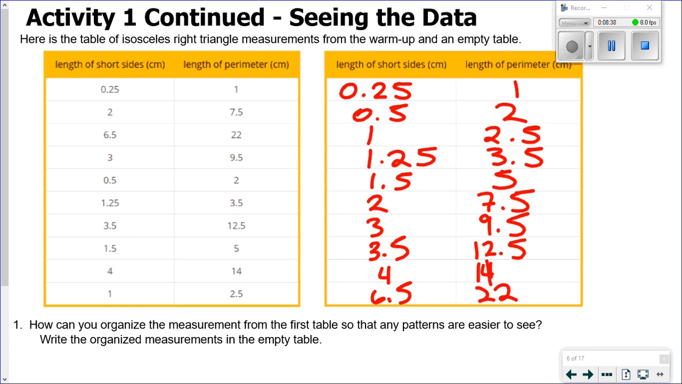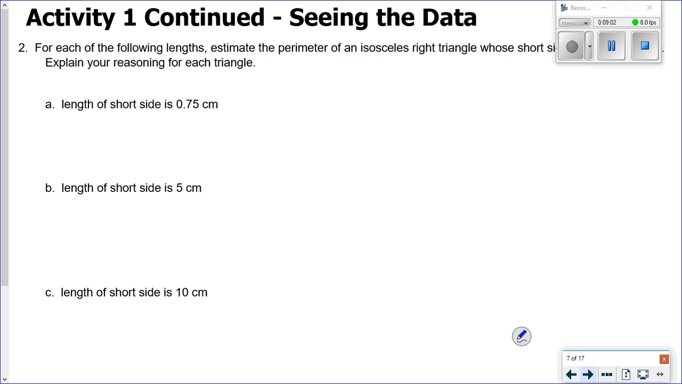Okay, so 2A asks about a length of a short side that is 0.75 centimeters long. Well, I know that 0.75 is going to fall in between 0.5 and 1. So therefore, its perimeter should fall in between 2 and 2.5, right? So what is a number between 2 and 2.5? How about 2.25? So for A, I can estimate the perimeter to be about 2.25 centimeters. And again, that's just picking two numbers that it falls in between for my mathematical reasoning.